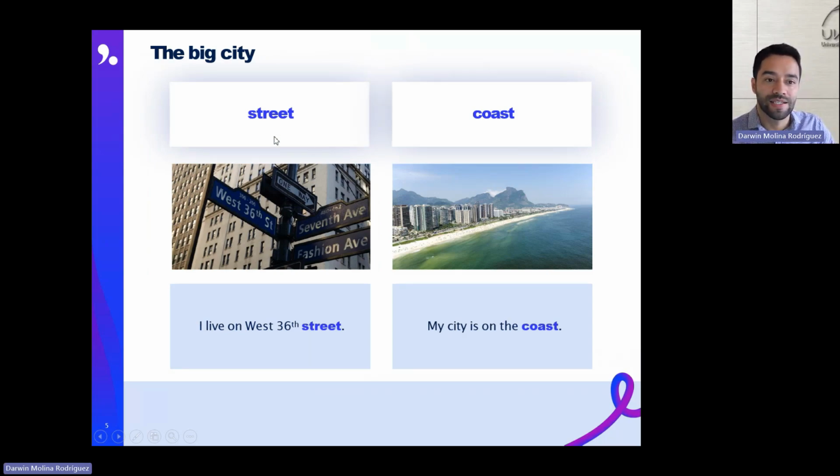Street, que es la calle. Coast, que es la costa. I live on West 36th Street. My city is on the coast.